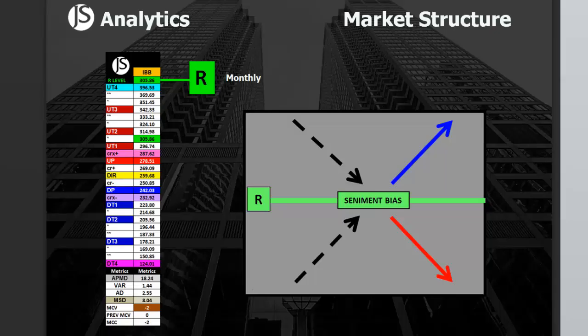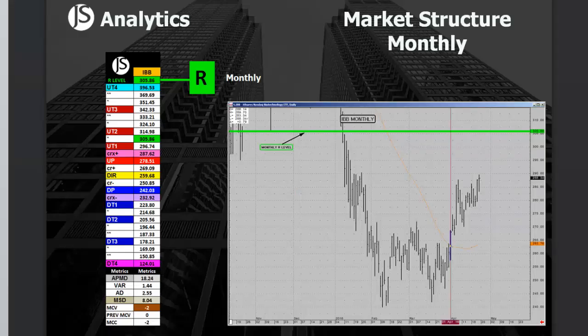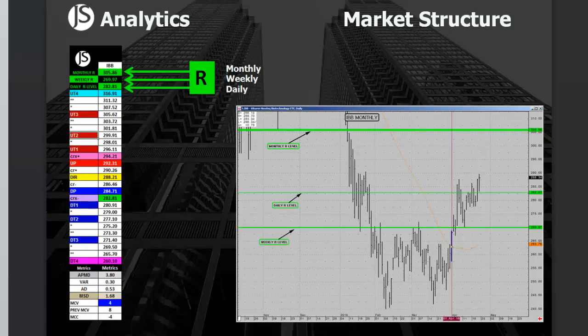This is the best risk-defined area on the price map structure, where risk is the least and opportunity is the greatest. I recommend that you plot the monthly R level on a daily chart to get a sense of where sentiment is. You can also use the daily structure and plot the weekly and the daily R levels on the chart, and then just manually adjust the daily each day and the weekly once a week. This view helps to identify the technical condition.